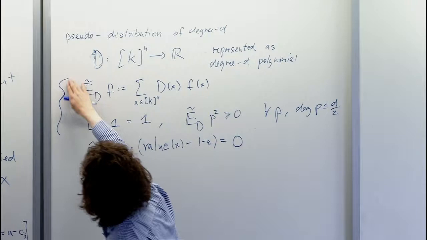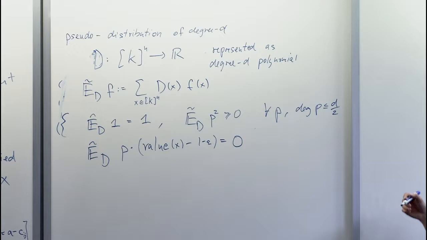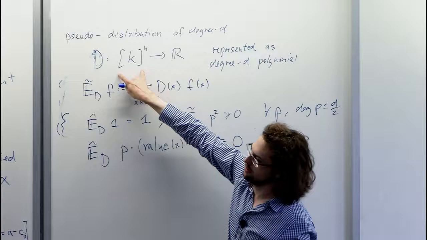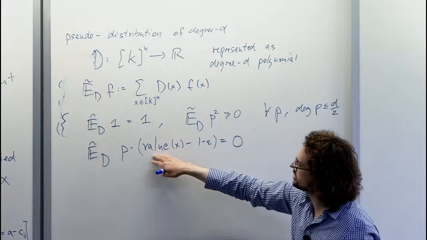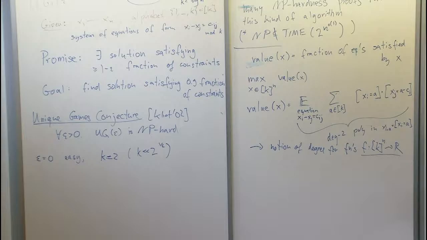These two conditions just correspond to saying that we have a distribution over this set, over the set of assignments, and now we want to say that those assignments satisfy the constraints of our instance here. A pseudo distribution is a real valued function that satisfies the first two properties.